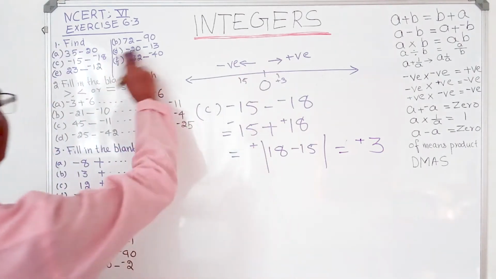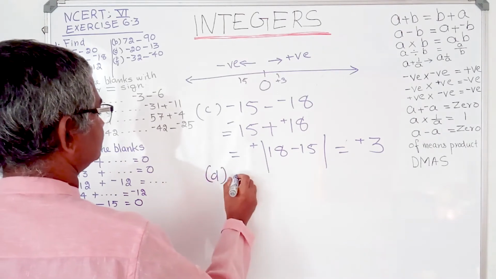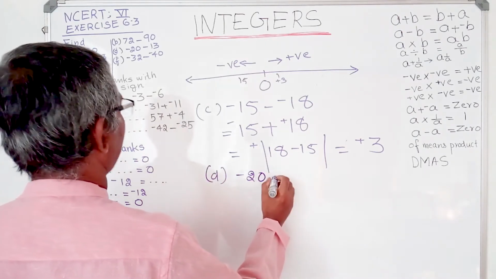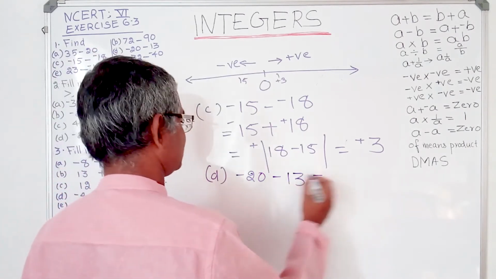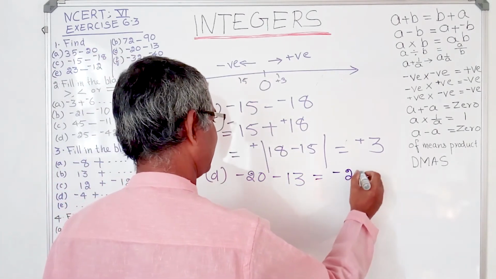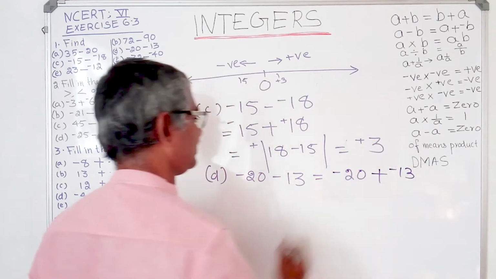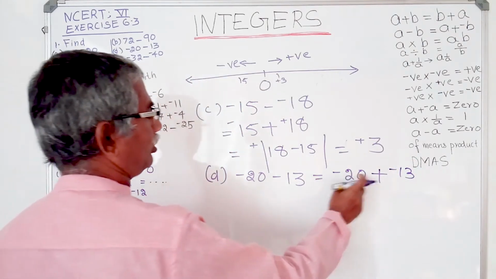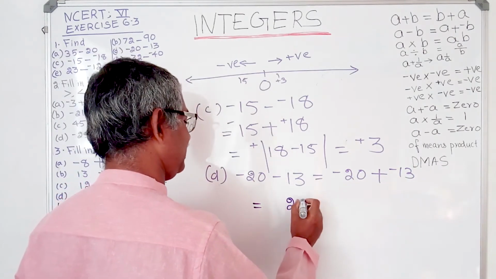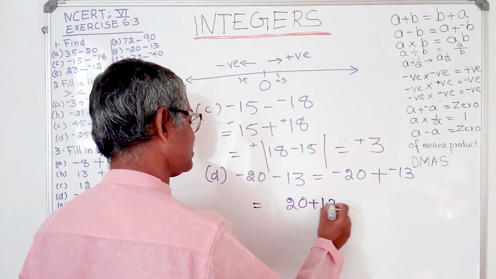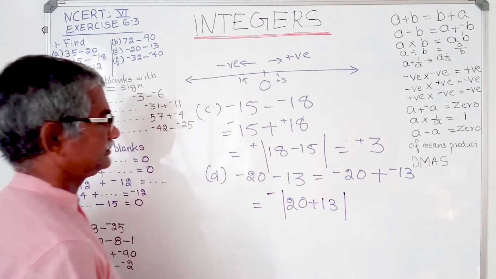Next one, D, negative 20 minus 13. Taking the additive inverse to subtract, we are adding the additive inverse of 13, which is negative 13. Look, both numbers are negative. We can take the sum of the absolute values and put the common negative sign.